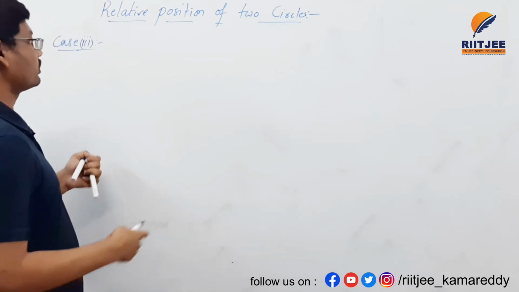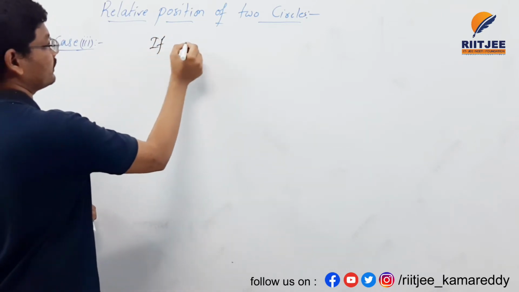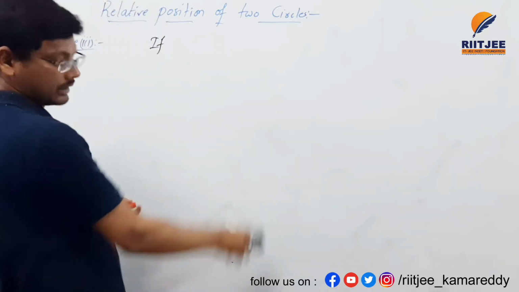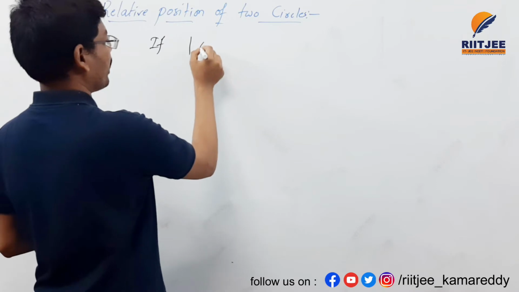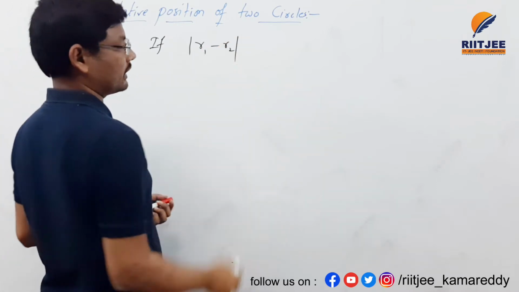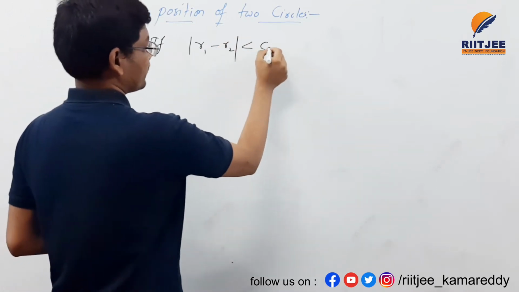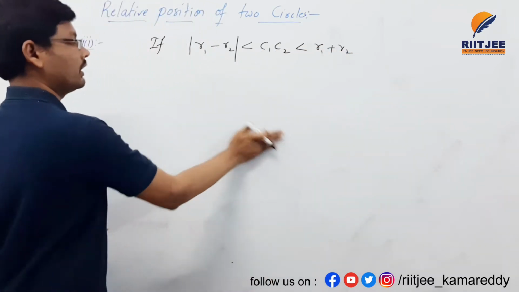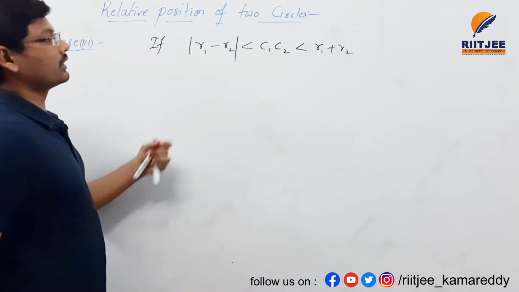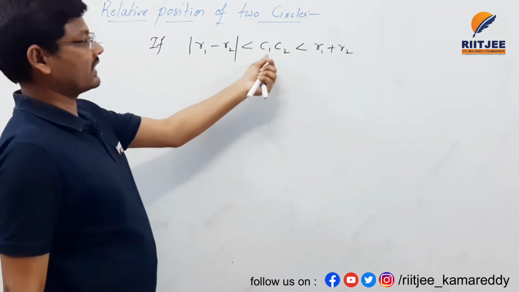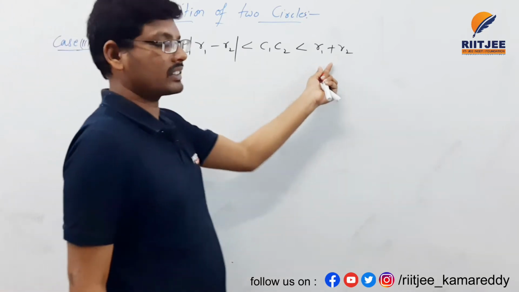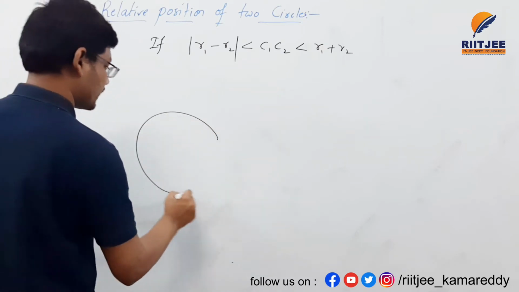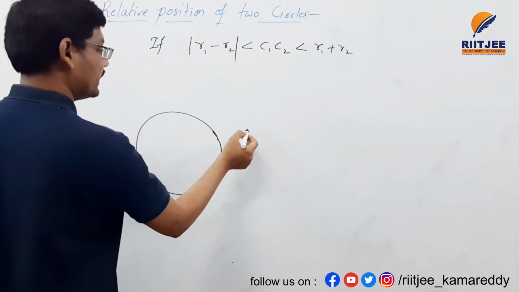C1 and C2, sorry, case 3 is nothing but the modulus of the difference between the radii is less than C1 C2 less than R1 plus R2. This is our case condition. The difference between two radii is less than the distance between two centers, which is less than the sum of the two radii. And the diagram for this one is, if you take one circle, one more circle intersects the circle.